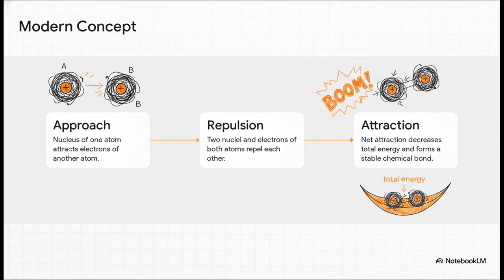Now, modern chemistry views this as a microscopic tug-of-war. Step 1, as two atoms approach each other, the positive nucleus of one atom pulls on the negative electrons of the other. But wait, step 2, both positive nuclei push away from each other, and those negative electron clouds repel each other too. So it's this massive battle of attraction versus repulsion. Step 3 is the magic moment. If the net result is attraction, the total energy of the system drops, and boom, they fall into a comfortable lower energy hammock, and a chemical bond forms.